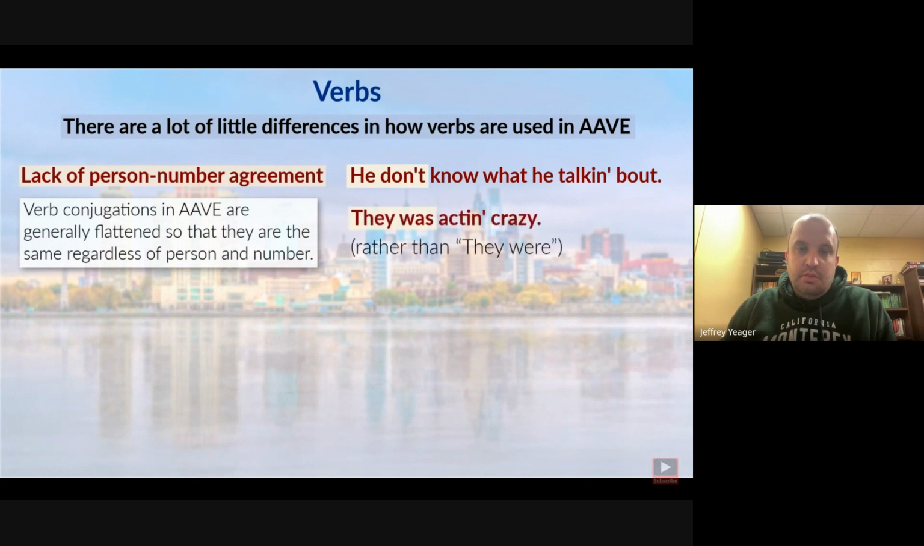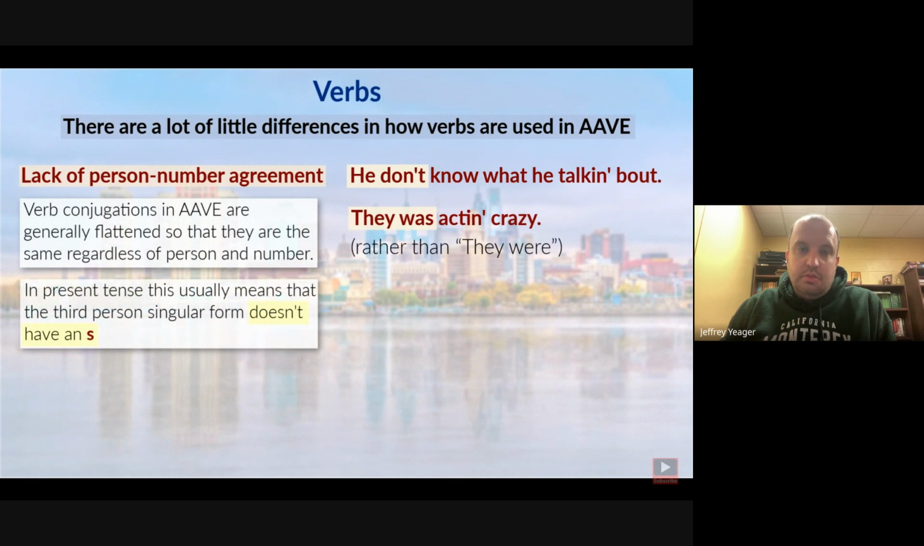They was acting crazy. They was rather than they were. In the present tense, this usually means that the third person singular form doesn't have an S. Yeah, he work at the shop down the street. He work rather than he works. That's the basic pattern most of the time.